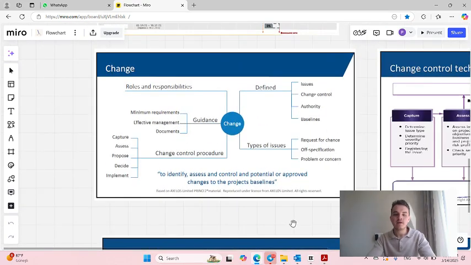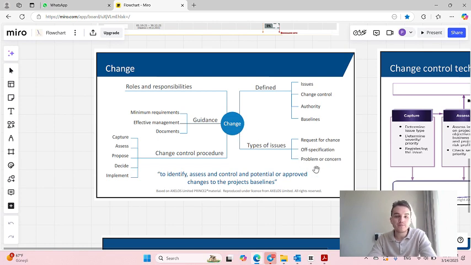So change is about identification, assessment, and control of potential and approved changes to the project baselines, and the change control procedure. We talked about it already. We also talked about roles and responsibilities, that it is important to assign roles and responsibilities within change management. Who is responsible for what? Who is responsible for approval? Who is responsible for feedback? Who is responsible for implementing? You need to have a defined change control procedure, defined authorities, defined baselines at the initiation and project phase, and you need to have defined issues first to implement change.